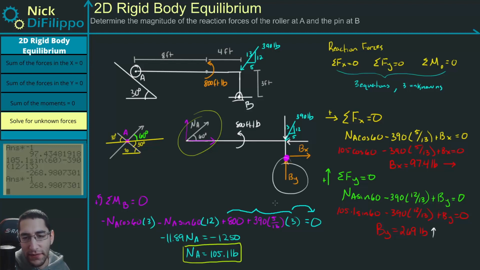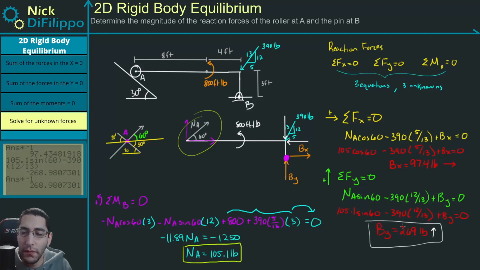Again, it's positive, so this assumption that we guessed up is correct. So by is 269 pounds in the upwards direction. Bx is 97.4 pounds going to the right. And our NA force is 105.1 pounds, and it's up 60 degrees from the horizontal.